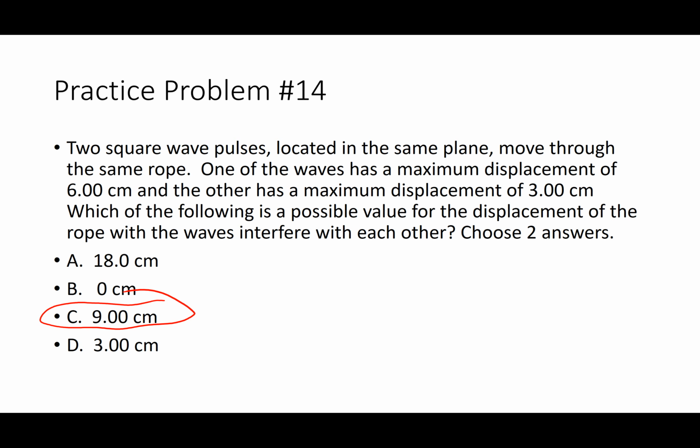But we could get it where a crest of one of the waves meets a trough of the other. So we could get a 6 on top and a 3 on bottom, or vice versa. That's like adding +6 and -3, or -3 and +6. Either way, we're going to end up with an answer of 3. So if we get positive interference, we're going to get 9 centimeters. Negative interference is going to give us 3 centimeters. So on practice problem 14, we're looking at answers C and D.